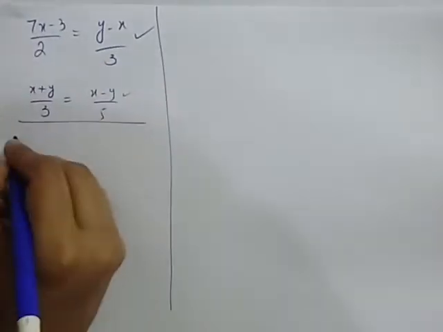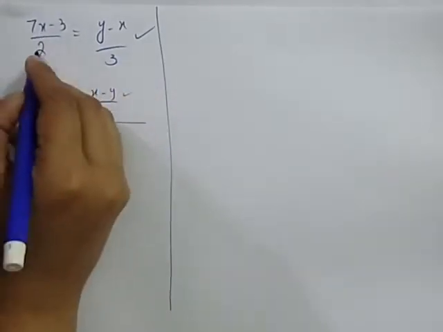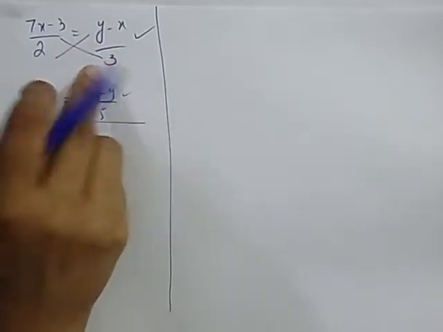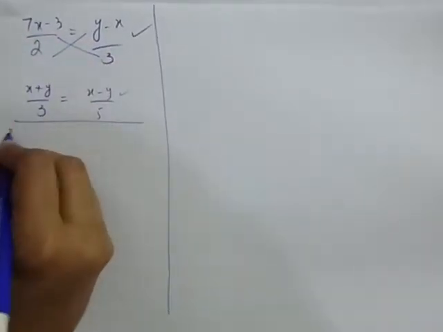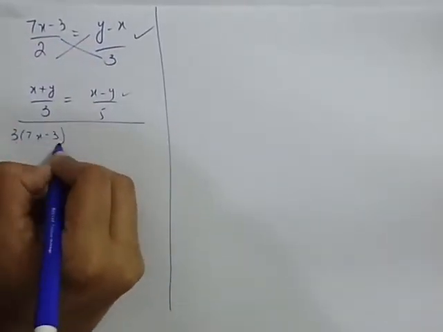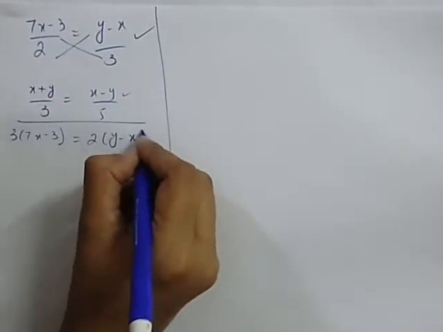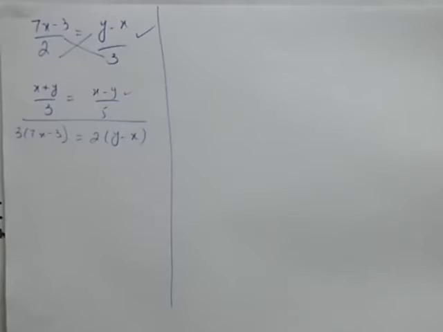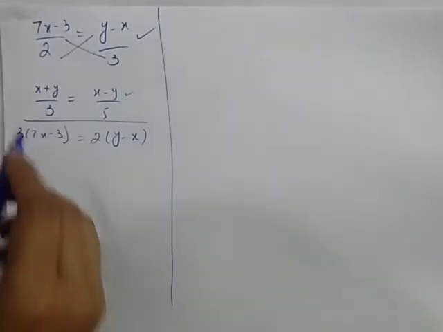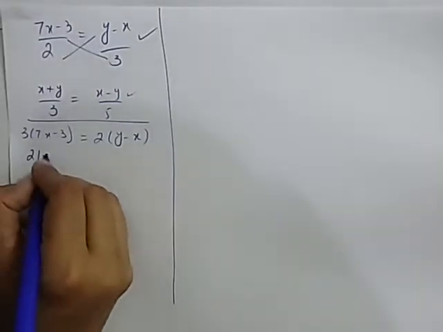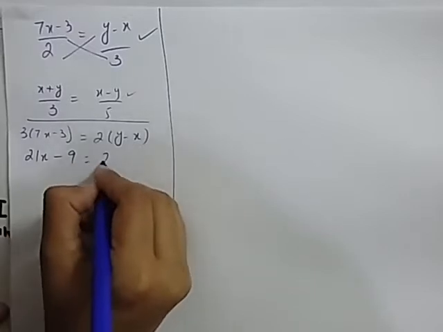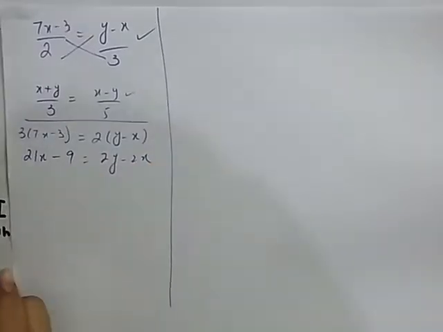So this is the cross multiply. 3 will be multiplied with this one and 2 with this one. So I have to cross multiply 3 with the 7x minus 3 and 2 with this equation, that is y minus x. Now you must open the bracket. So how to open the bracket? 7 3s are 21x, 3 3s are 9, 2y minus 2x.